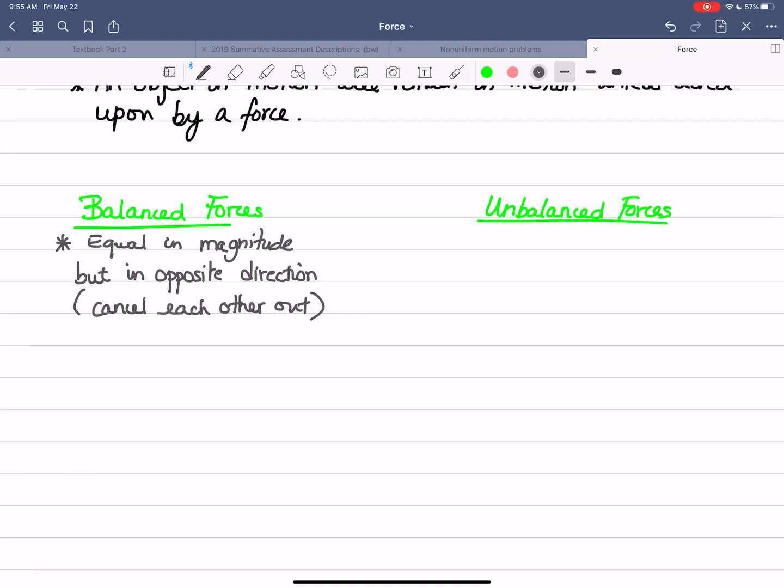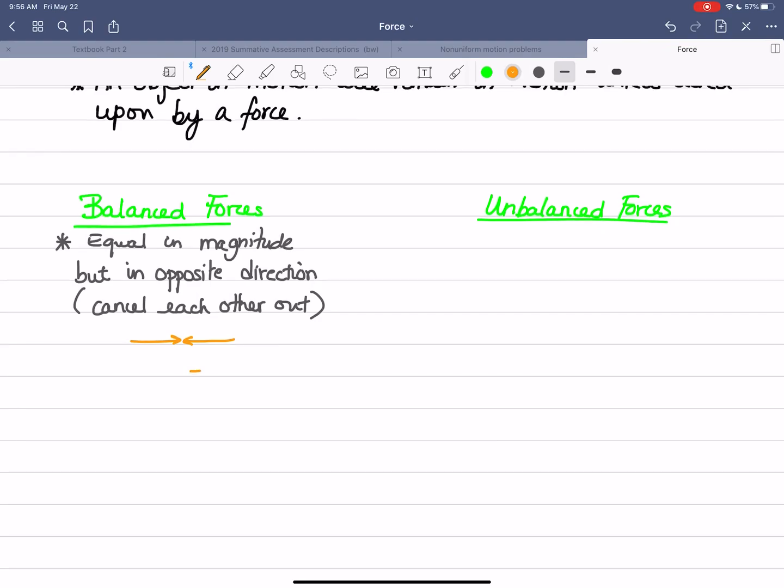All right, so if we think of this is one force, this is the other force, they are the same amount and they are in opposite directions. Or if I had this force and this force, again, they are the same amount, opposite direction, and therefore they cancel each other out. So those are going to be balanced forces.